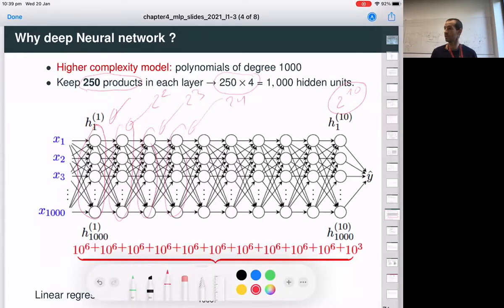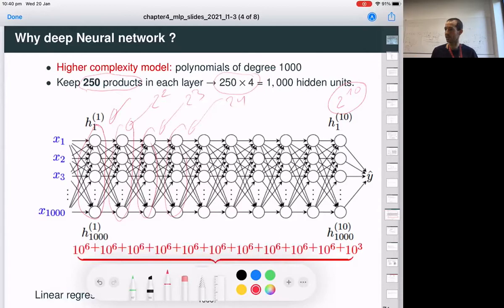So it means that with 10 hidden layers, I managed to get the complexity to represent a mapping with a polynomial of degree more than 1000. Make sense? So now I hope you have the intuition that when we add hidden layers, you leverage the capacity of your model to approximate a more complicated mapping from X to Y.